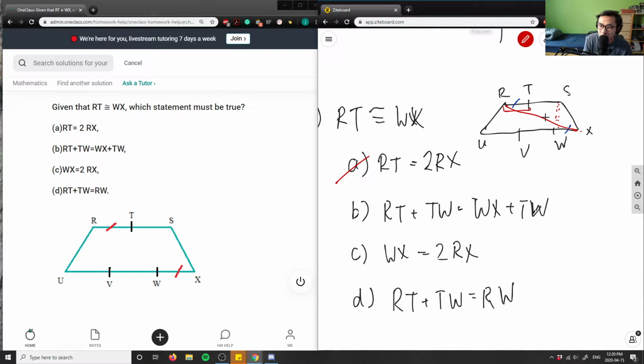This here is my trapezoid. There are two triangles here. I would have to take the length of the rectangle in the middle, and I would have to account for this distance and this distance. So these two are not equal to 2RX.